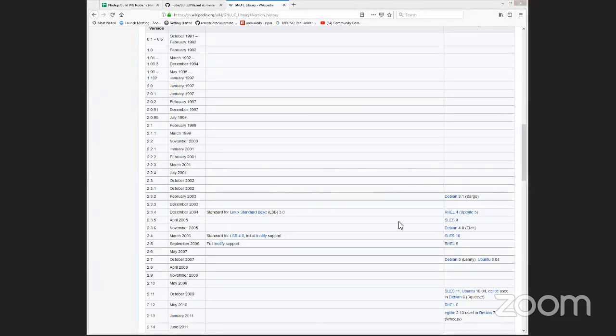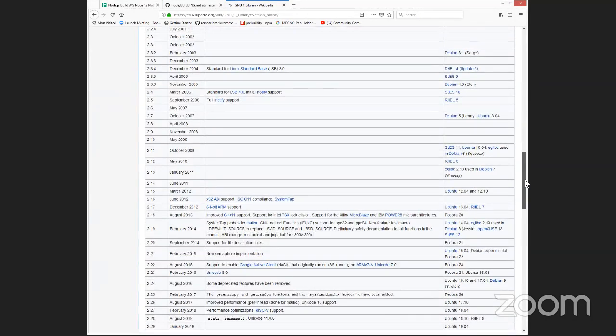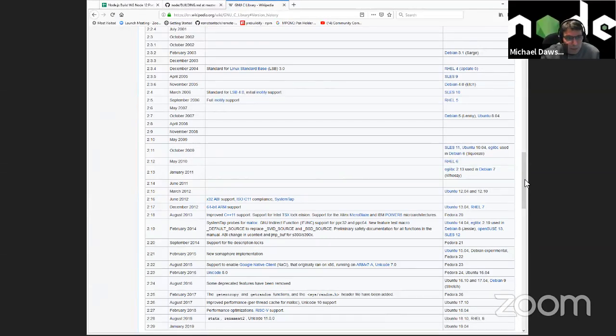So if RHEL 7, for instance, is on GCC 2.17, that's quite old. And if we're compiling binaries with CentOS 7, we're getting that much GCC. Yep, you're getting that level of support, right?